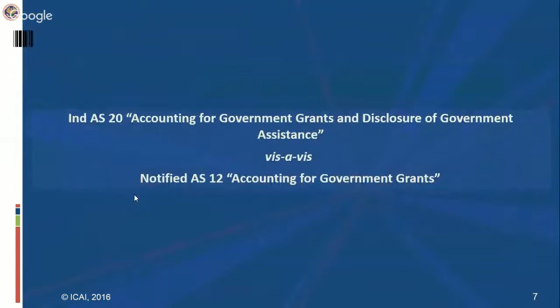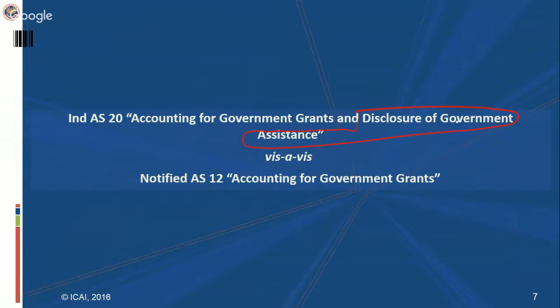Today, our Indian accounting standard is Ind AS 20, accounting for government grants and disclosure of government assistance. This is the name of Ind AS 20, and the comparison has been made with notified AS 12, which is accounting for government grants. So from the name itself, you can understand that notified AS 12 is only for accounting for government grants. However, Ind AS 20 is for accounting for government grants and disclosure of government assistance. So from this name only we can draw certain differences.